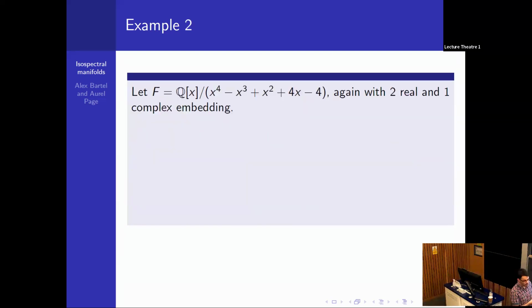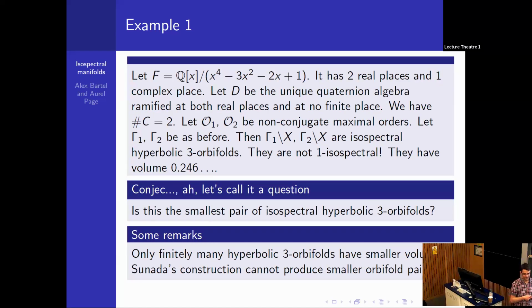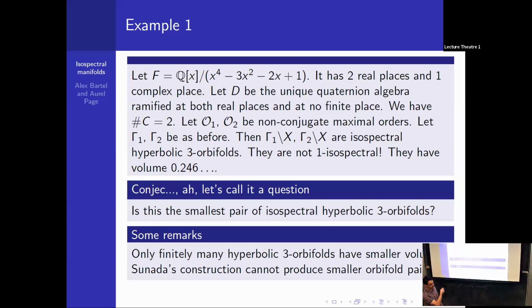Okay, another example. Were there any questions? What's the strategy if you try to find smaller ones, what are you looking for? Okay, so yeah, why am I umming and hamming about this being a conjecture? I'm pretty sure that this is the smallest among all orbifolds that you get via this construction when you take maximal orders.